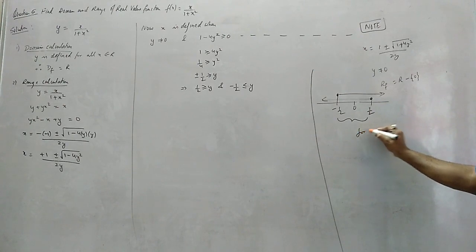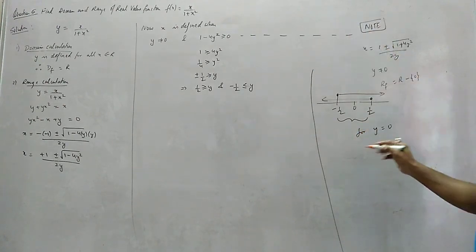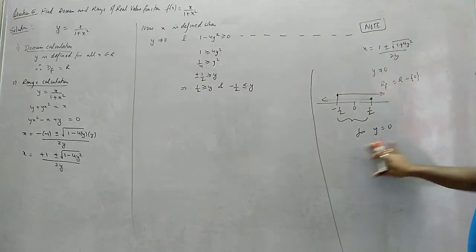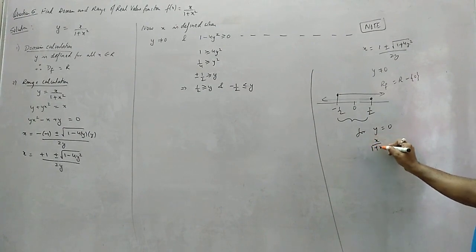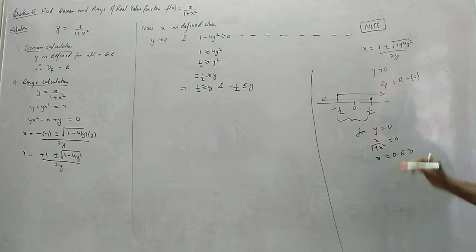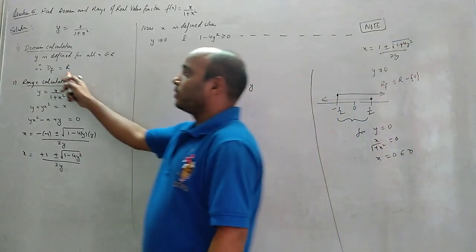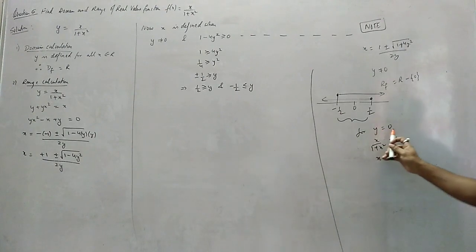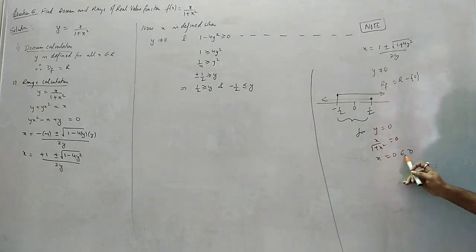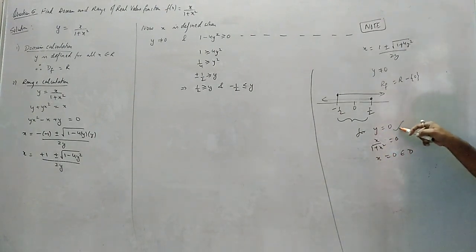So for y equals to 0, substitute in the question. So what is y? x by 1 plus x square equals to 0. So x we are getting 0. So 0 belongs to the domain, because what is the domain? All real numbers. So when we take y equal to 0, we are getting an x value which belongs to the domain. That means y can be 0.